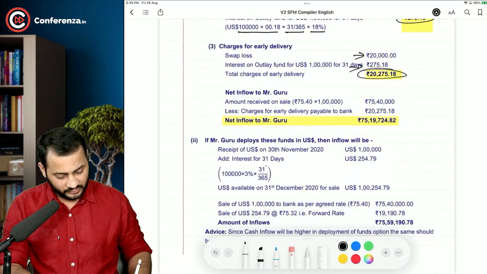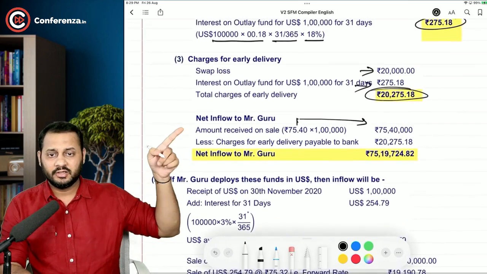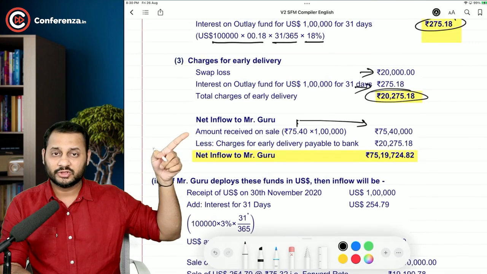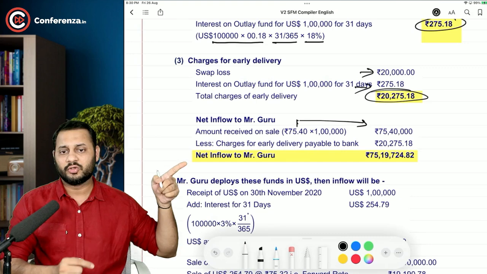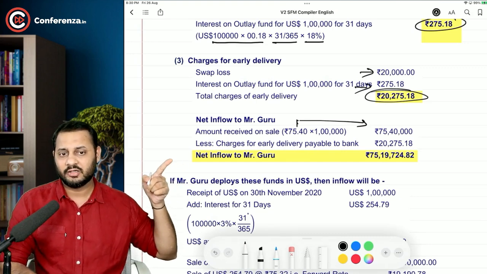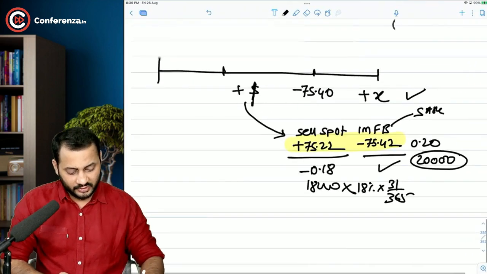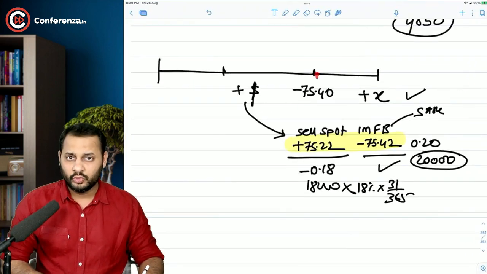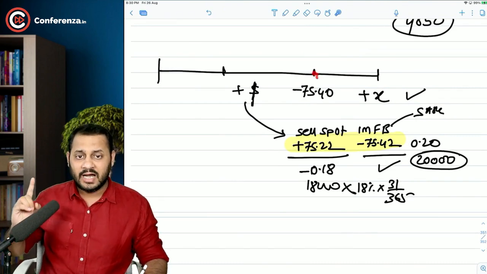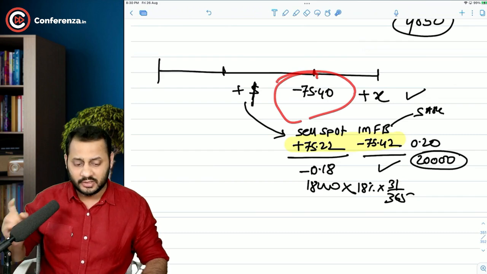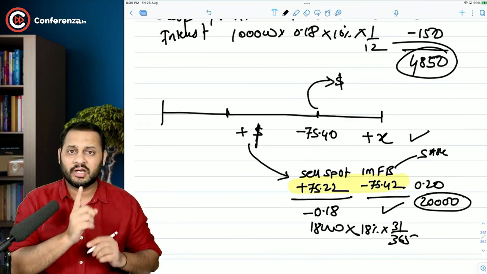And what is the amount payable to him for selling the dollars at an early date? 1 lakh into 75.40, the agreed rate. This is the amount to be paid to him, less the recovery. Total amount to be paid to him: 75 lakh 19,000. That's okay, sir. But tell me one thing. He received the dollars at an early date. Guru received the dollars at an early date. Instead of going to the bank and asking for the early delivery, he could have invested this dollar somewhere else for 1 month.